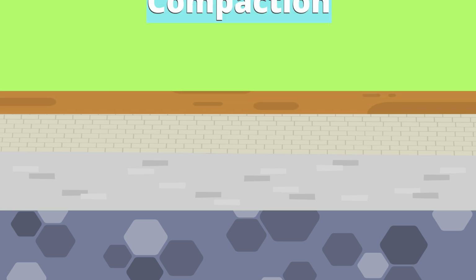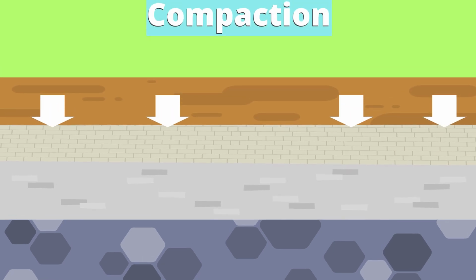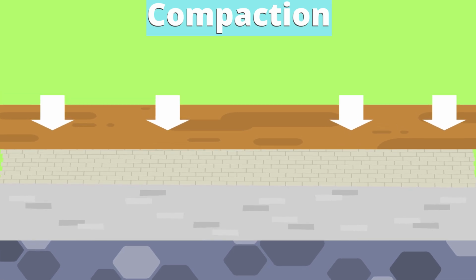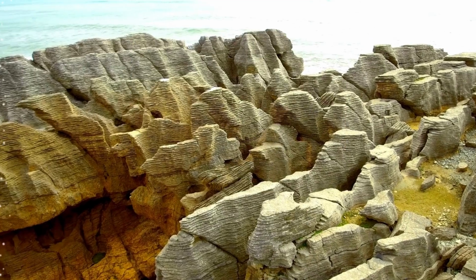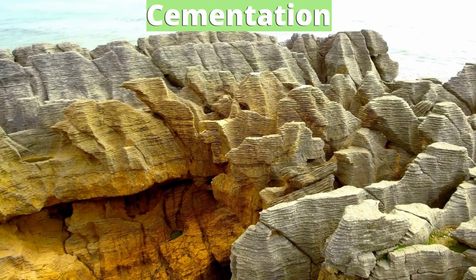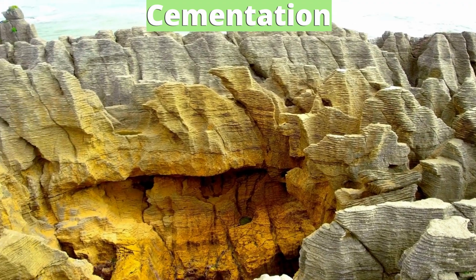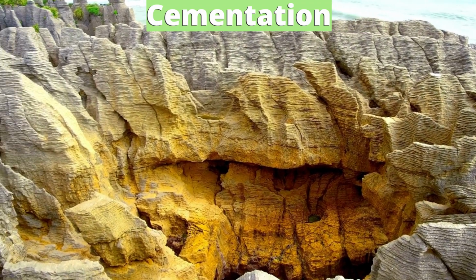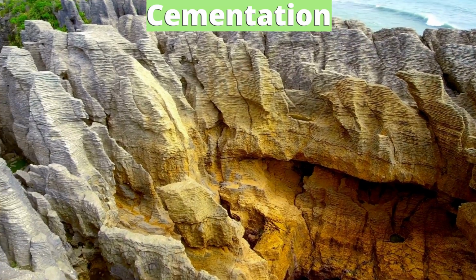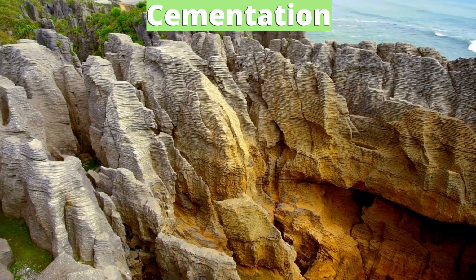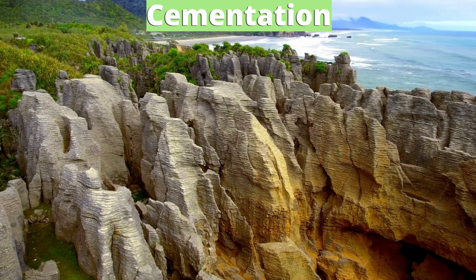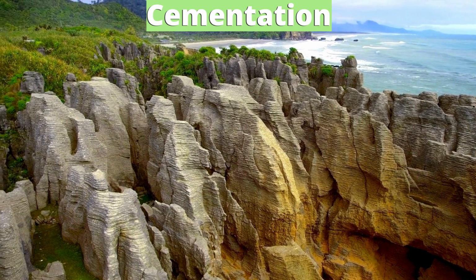With time, as more layers build up, the weight and pressure from the upper layers push down on the sediments below, compacting them tightly together. This process is referred to as compaction. Finally, minerals dissolved in water seep into the compacted layers, acting like a natural glue that binds these particles together. This last stage, known as cementation, completes the transformation of loose sediments into solid sedimentary rock.